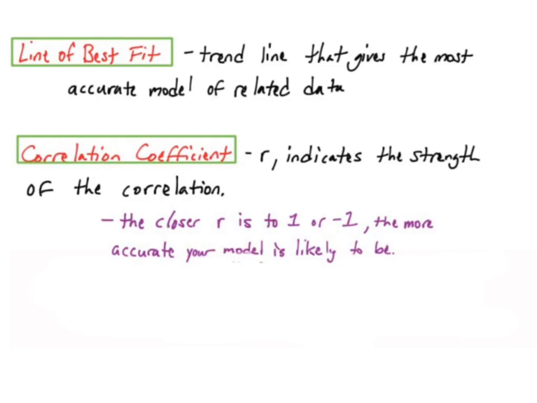And when we're doing that, we also then want to calculate the correlation coefficient, or the R value, which indicates the strength of our correlation. The closer that R value is to 1 or -1, the more accurate our model is likely to be, and the more closely grouped our points are going to be. All right, so the closer to 1 or -1, the stronger positive or negative correlation you're going to have.